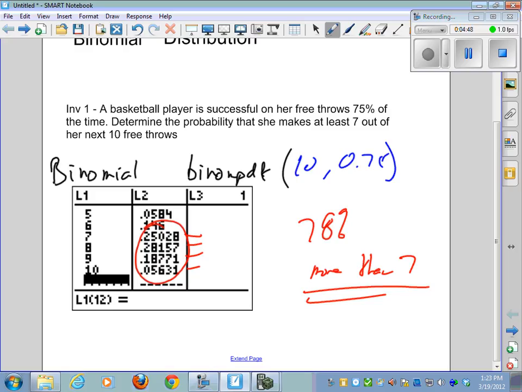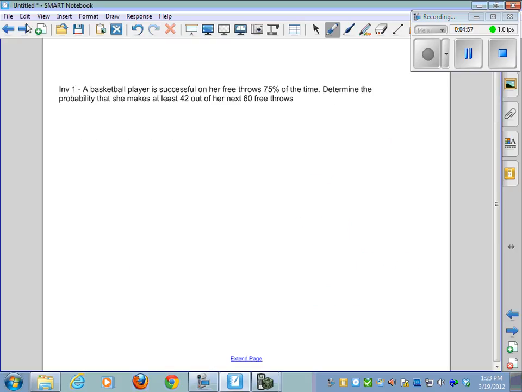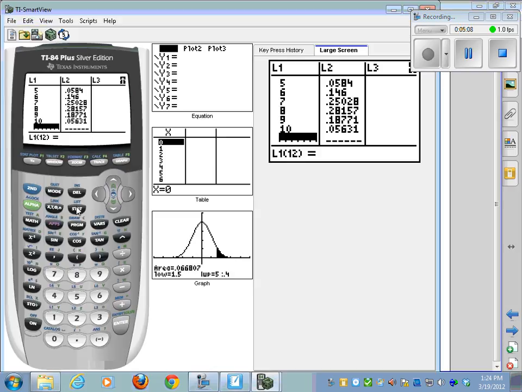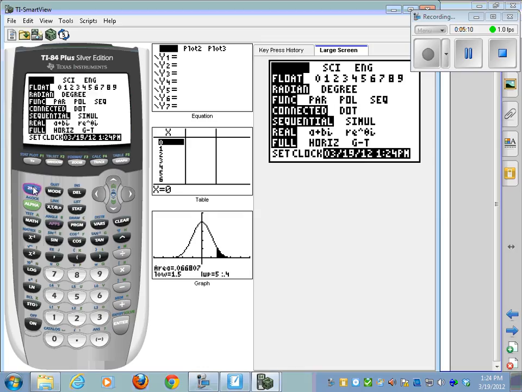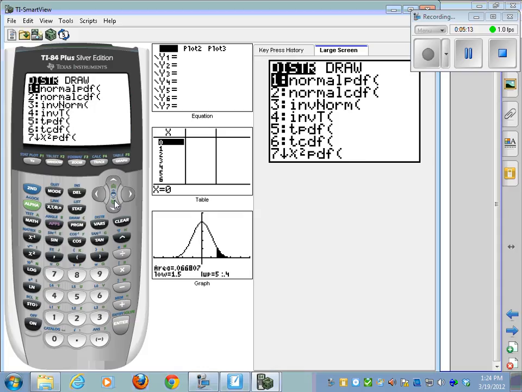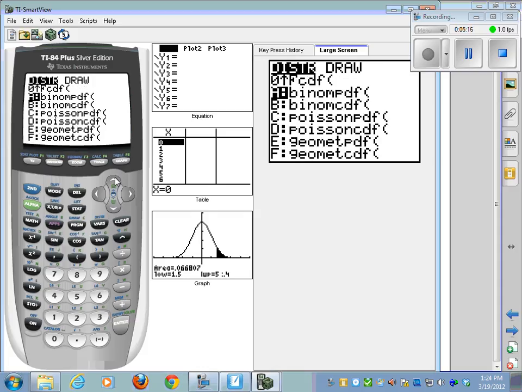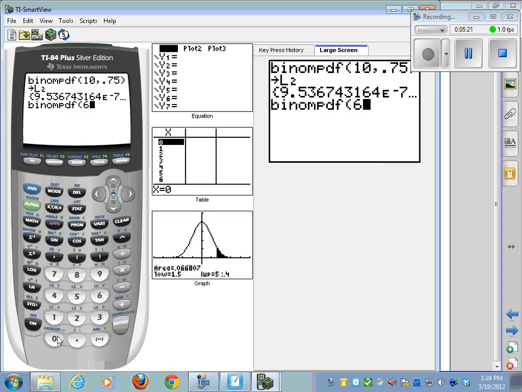So how is this any different than what we were doing? This is how we used to do it. I haven't done anything new yet. But do you see, if I did the next question, which says determine the probability she makes at least 42 out of her 60. Well, how would I do that? Same way, except now I'd have to go second function, distribution, binom PDF. And I'd have to go 60, because she's taking 60 shots now, comma 0.75. I'd have to store that into L2.